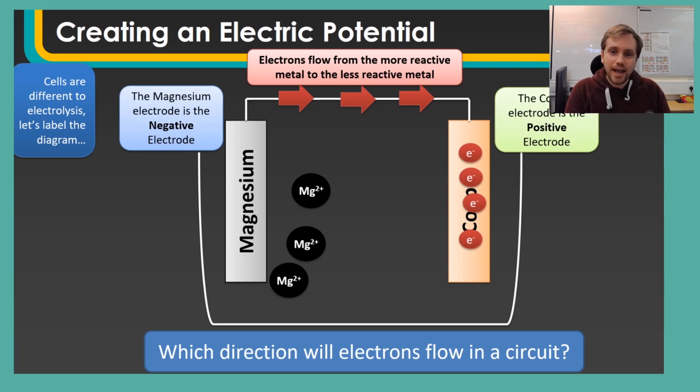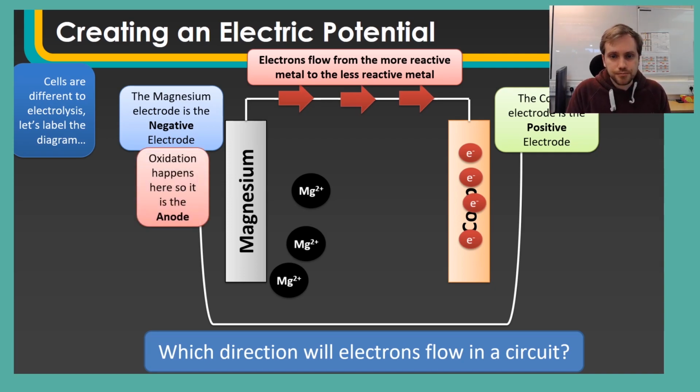So the magnesium is the negative electrode because that's where the oxidation is happening, and copper is the positive electrode, which you might think is a little bit counterintuitive. So we call those the anode and the cathode.